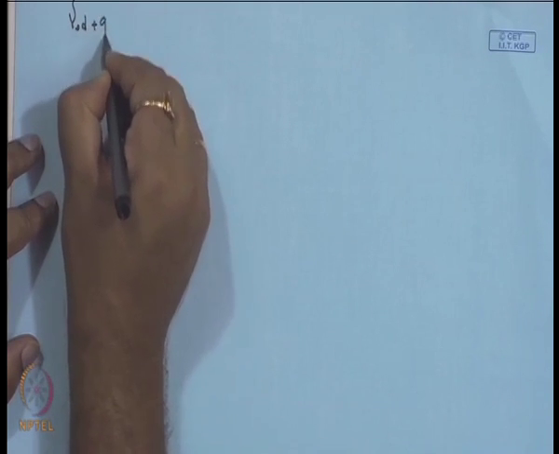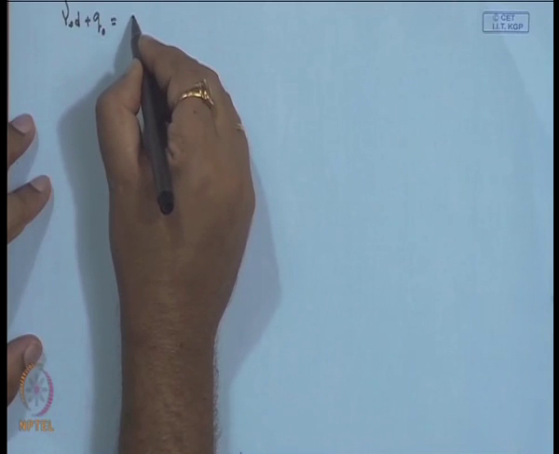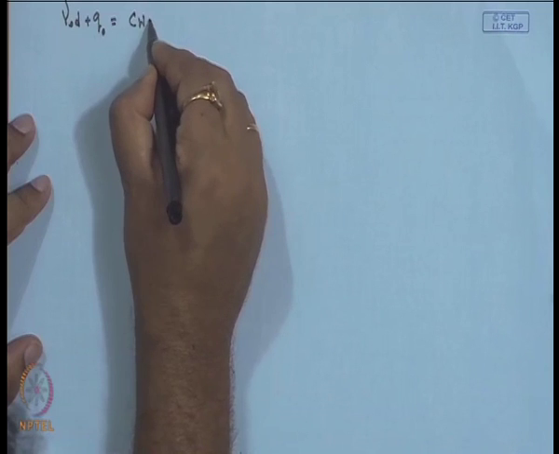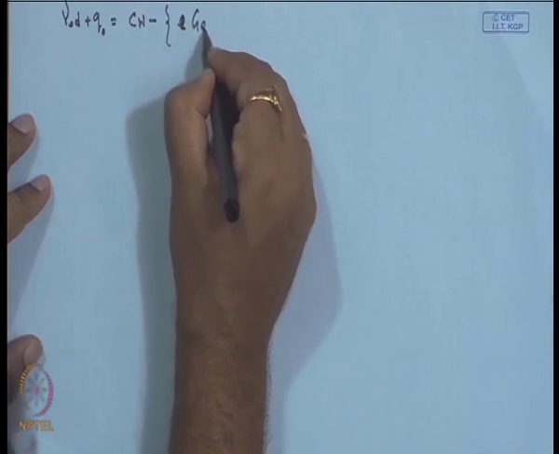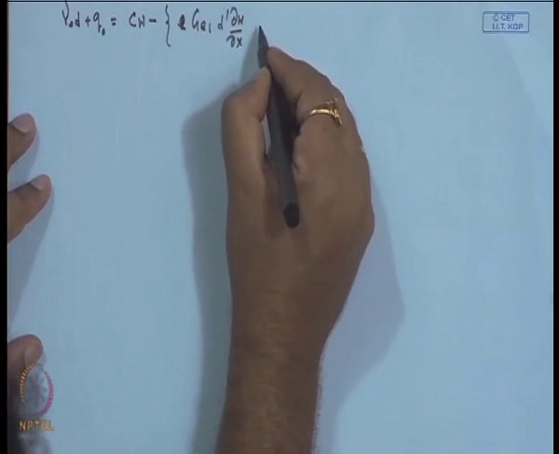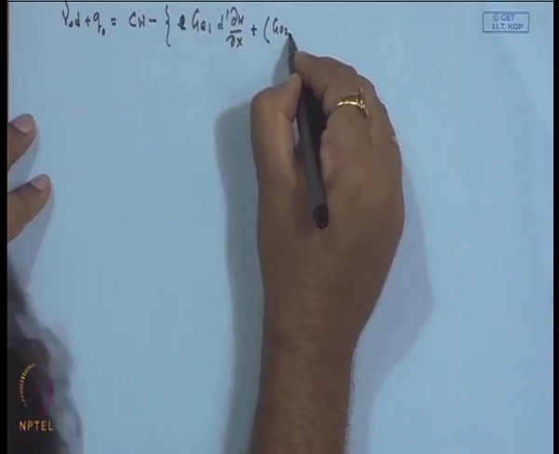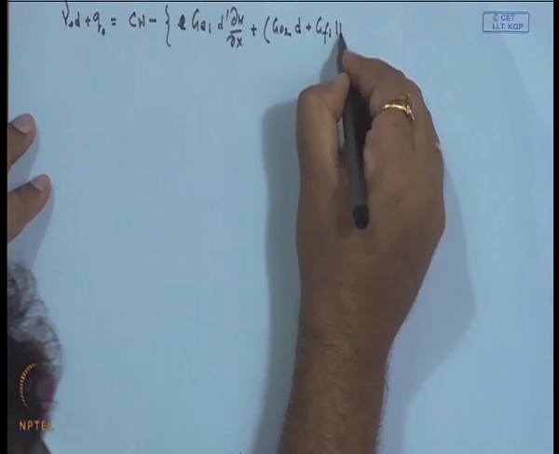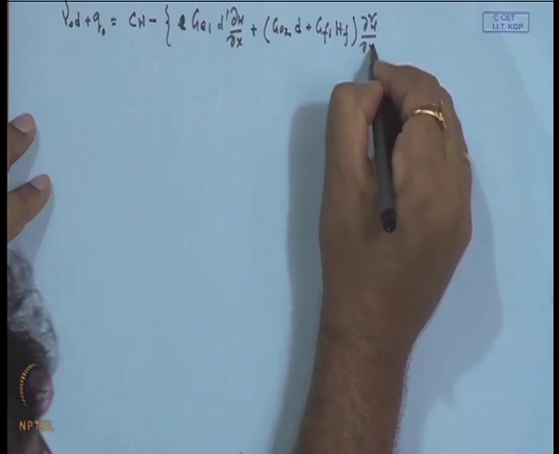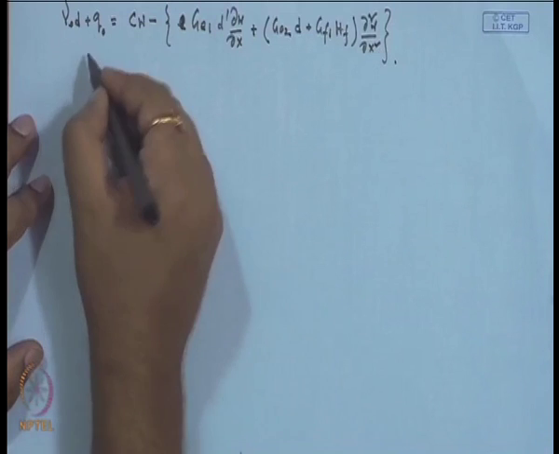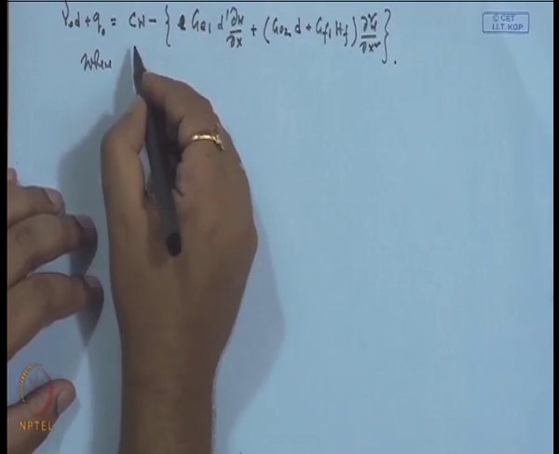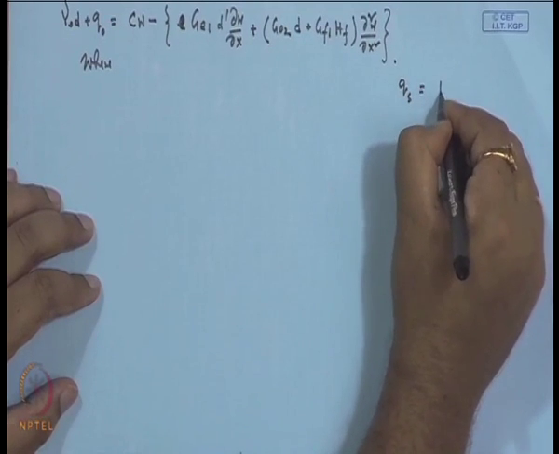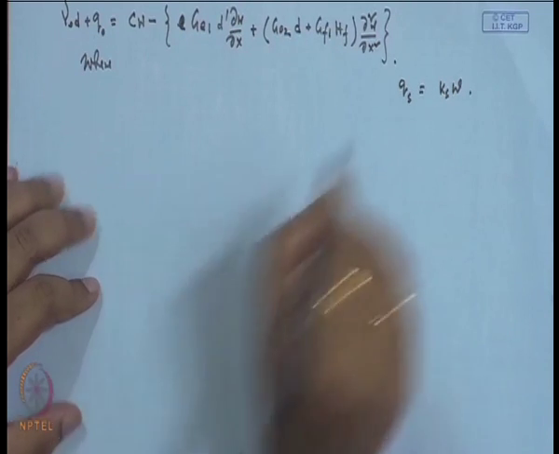So, the final form of the expression, in terms of q t and total force, that we can write, is gamma E d plus q 0 is equal to C w minus G E 1 d dash del W del x plus G E 2 d plus G f 1 h f into del square W del x square, where C q s value is equal to k s into W if it is a linear spring.